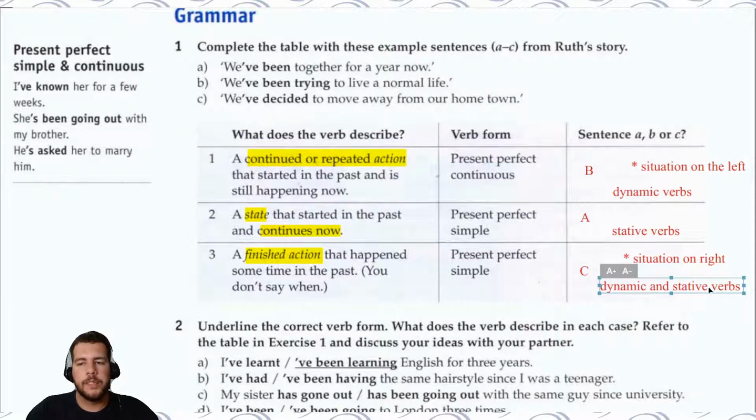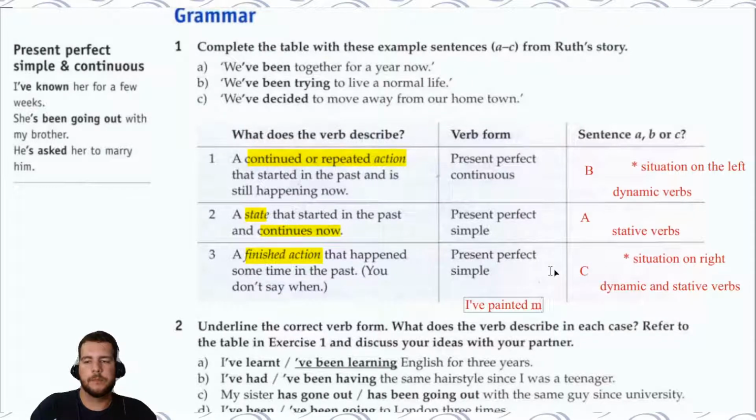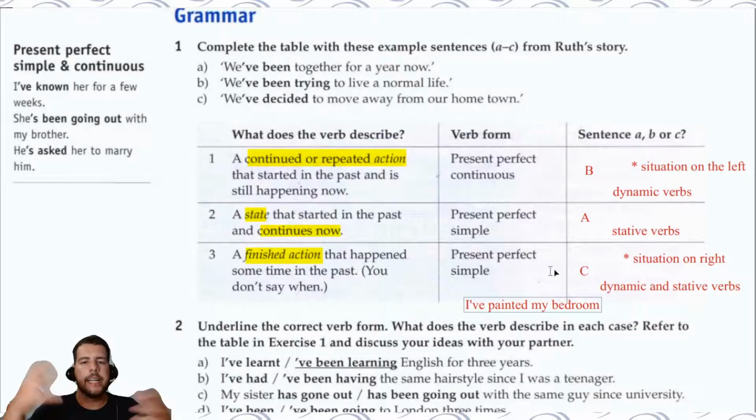An example with a stative verb would be this one. We've decided to move away. And an example with a dynamic verb would be I've painted my bedroom. Paint is dynamic, you can see the action happening, but decide is a mental verb. It's in your mind, so it's stative. Good? Alright.